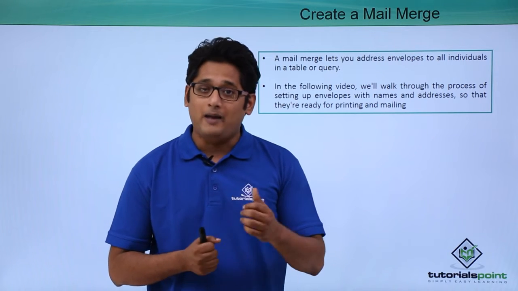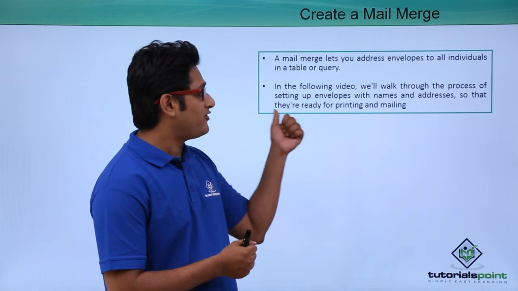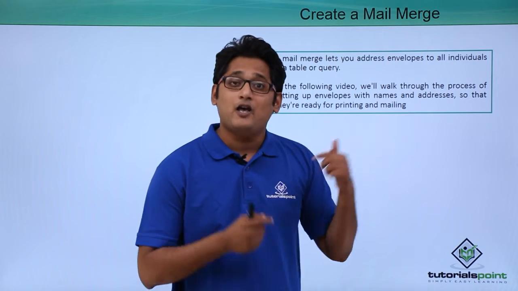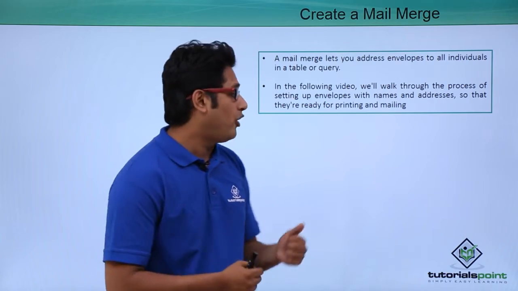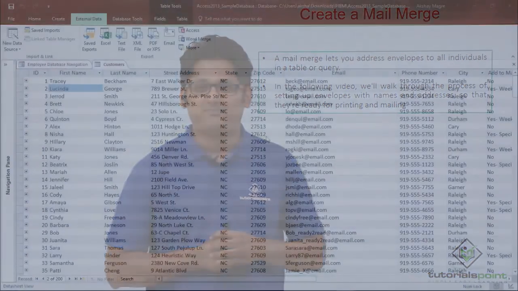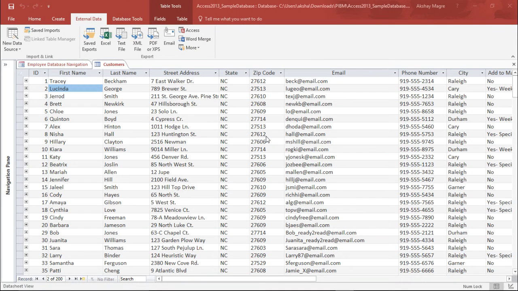In this video, I'm going to guide you through the process of setting up an envelope with the names and the addresses so that it will be ready for printing or for mailing. In our practical approach, we are going to learn how to create a mail merge in Microsoft Access 2016. In order to do that, I will have to go to the External Data tab on the top of my screen, as you can see.